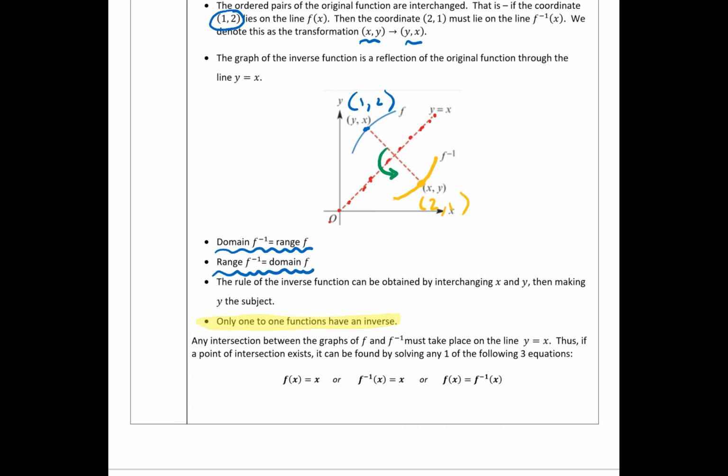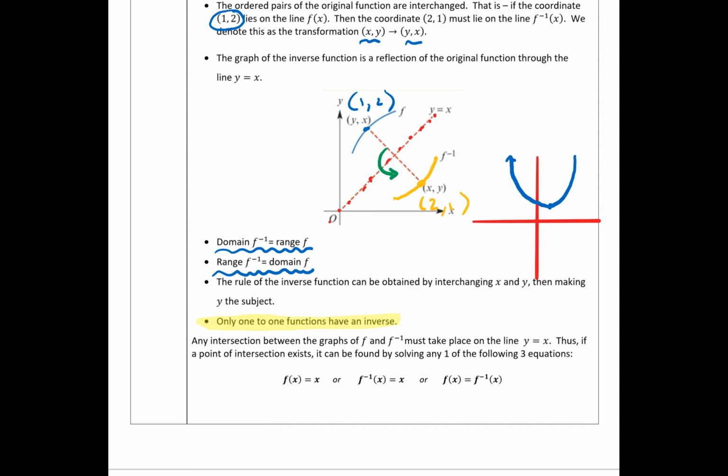So if I had something like a parabola, and we can draw that up really quickly, this parabola, as it stands, does not have an inverse function. And it's because it's not one-to-one. Now remember, one-to-one means that if I drew a horizontal line like this, I should only cross the graph once.